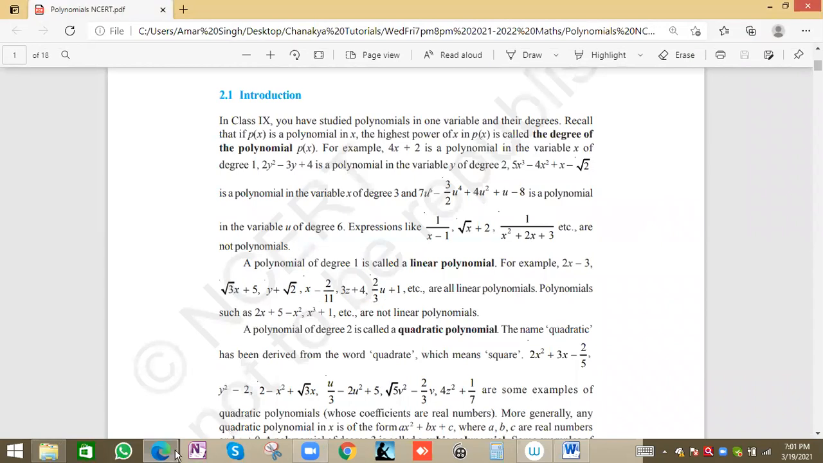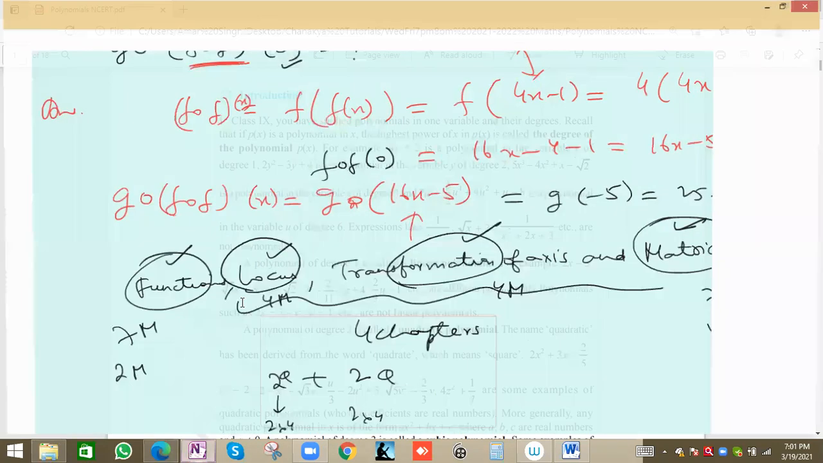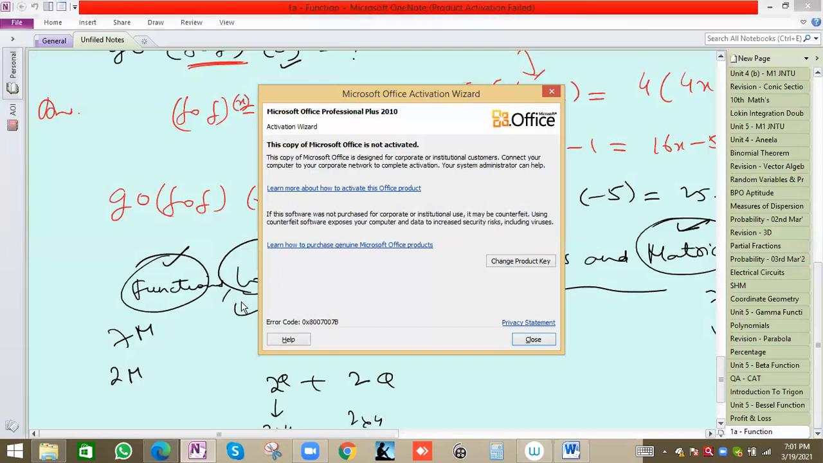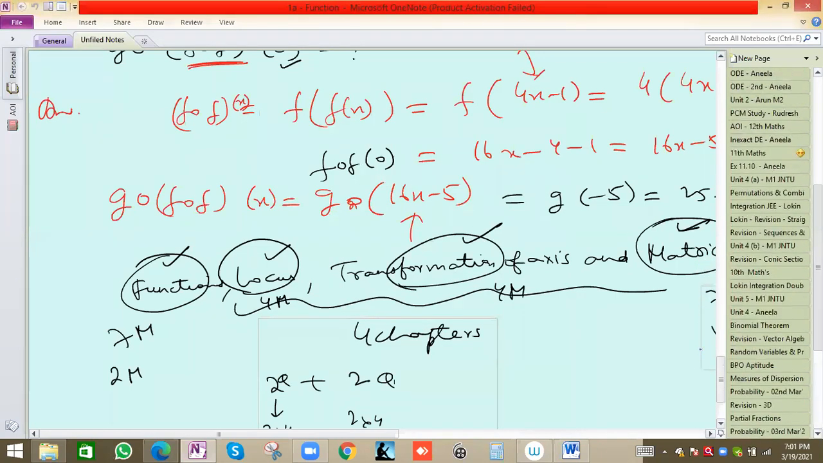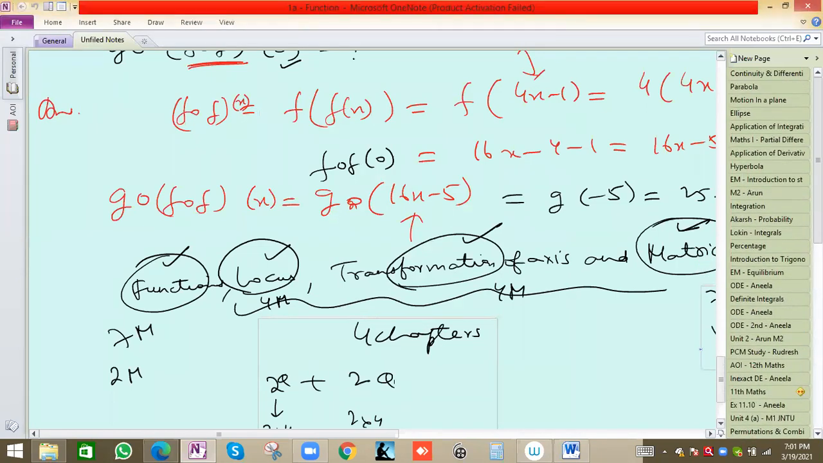Then we have seen the graph also. Let me open one note. In graph we have seen for linear polynomial we get a straight line. Linear means straight line. For quadratic polynomial, the graph will be a curve, and the name of that curve will be parabola. For degree 3, the graph will also be a curve in nature, and that graph we can call a cubic curve.